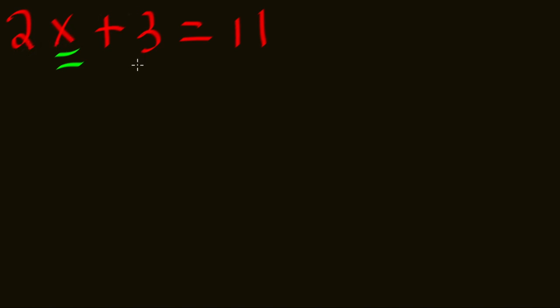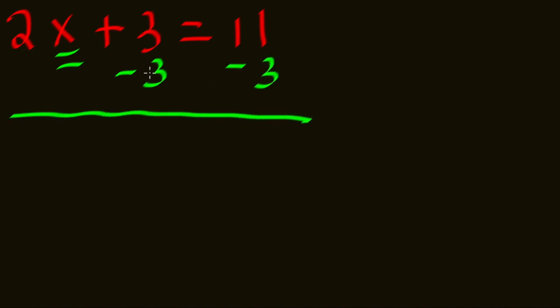Okay, so in order for us to cancel the positive 3, you have to do the opposite. The opposite of 3 is negative 3. Whatever you do on one side of an equation, you do on the other side also. So because you subtract 3 on this side, you have to subtract 3 on the other side. So this is canceled because plus 3 minus 3 is 0. So this is gone. Now we're left with 2x equal 11 minus 3, which is 8.